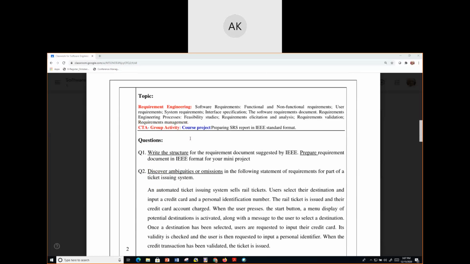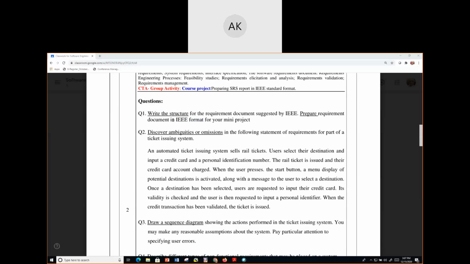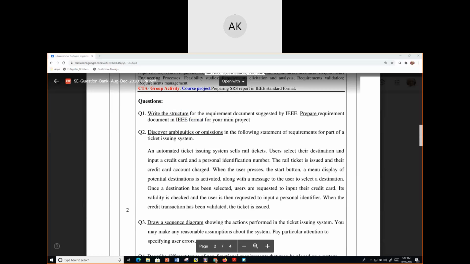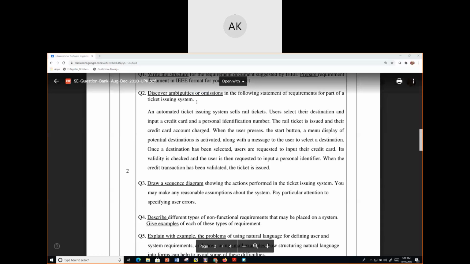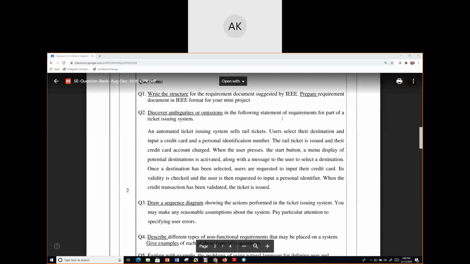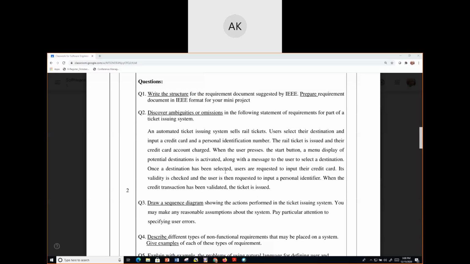Now look at the next. Quickly I'll read. Requirement engineering. Write the structure for the requirement document suggested by IEEE. Prepare the requirement document in IEEE format for your mini project. I2, we have asked, no? I1. Yes, sir. Discover the ambiguities and omissions in the following statement of requirements for part of a ticket issuing system. Does it make complete sense? Is anything missing, or is there any ambiguity in that?